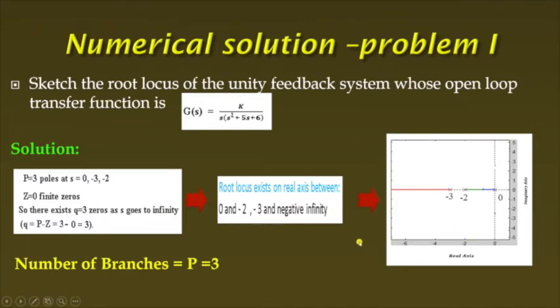We know the definition of root locus: root locus always starts from the open loop poles when K equal to 0 and finishes at the open loop zeros when K equal to infinity. That means when K equal to 0, the open loop poles are 0, minus 2, minus 3. So root locus starts from 0, minus 2 and minus 3.